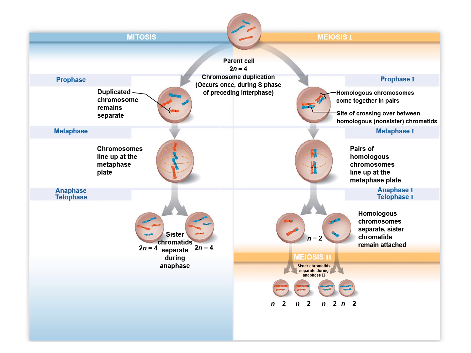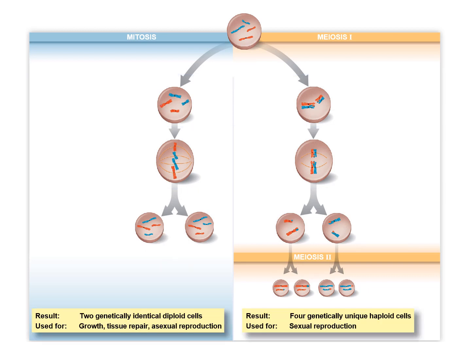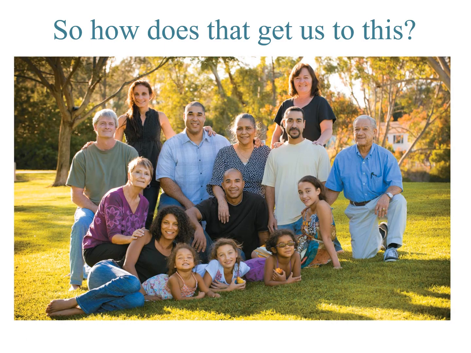daughter cells. Alright, so now that we've talked about the 2 types of cell division, asexual cell division in mitosis and sexual cell division in meiosis, how do we get from all of that to this?